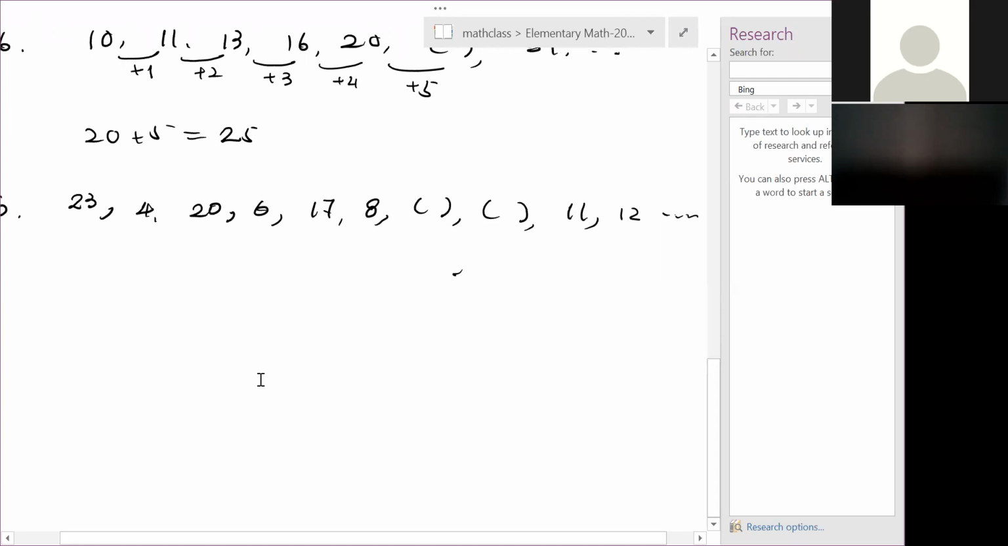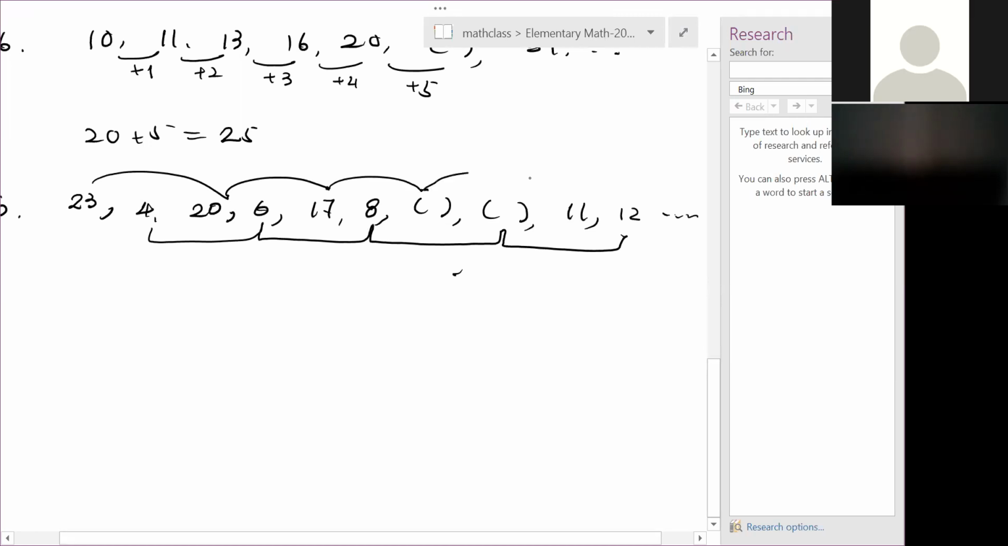Here's the point. I think this is what we call a so-called alternating sequence. There are two sequences embedded here. So let's look at how those two sequences are mixed up.